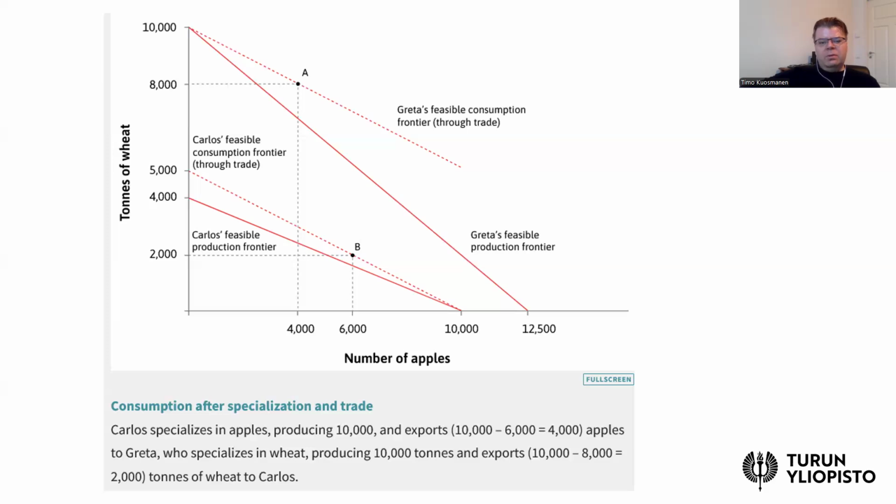So finally, I want to note that perhaps it's good that this example is given in terms of countries, but we have it in the case of two individuals. So the same idea can of course work also in households. Suppose that these two individual farmers, Carlos and Greta, get together and start a family. Then in a family they could also similarly specialize.